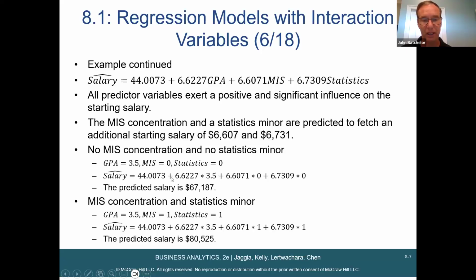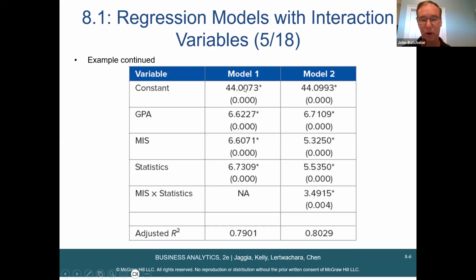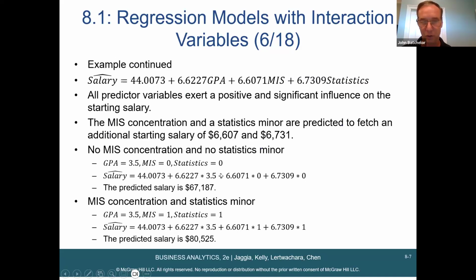So salary equals, now let's look at this, 44,073. These numbers are coming right off of here, because this is the regression output. These are the betas. So 44,073, 6.6, 6.7. They're the numbers that you would cut and paste into the equation. You see where those are coming from? They're coming right out of the output from regression.